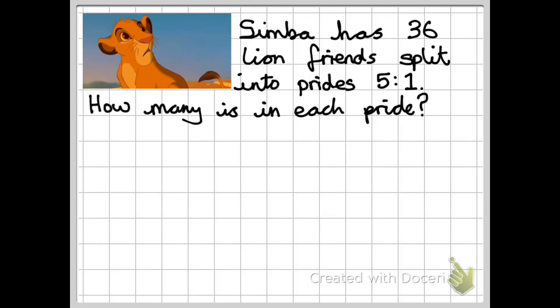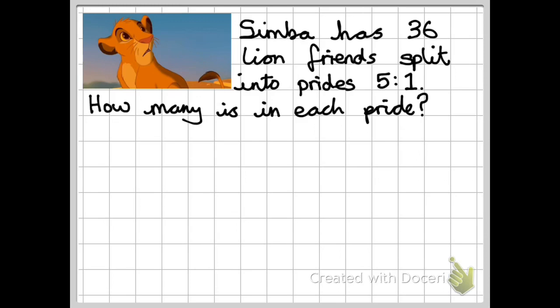This time we're going to be looking at ratios and quantities, how you can use ratio to work out quantities. So I'm going to start with the basic question. Simba has 36 lion friends split into prides at the ratio of 5:1. How many lions are in each pride? A pride is just a pack of lions.